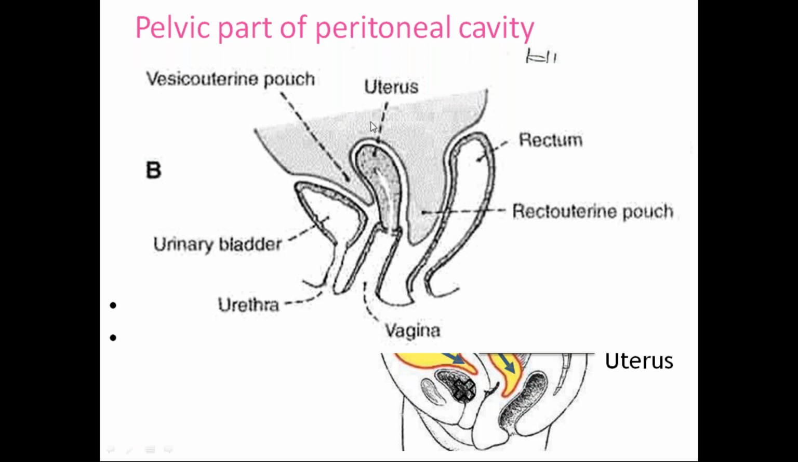So next is the vesicouterine pouch, that is between the uterus and the peritoneum covering the superior surface of the urinary bladder. So now the inferior boundary is formed by vesicouterine fold of peritoneum. This fold is called vesicouterine fold of peritoneum. Clear about the boundaries of the rectouterine pouch and vesicouterine pouch.